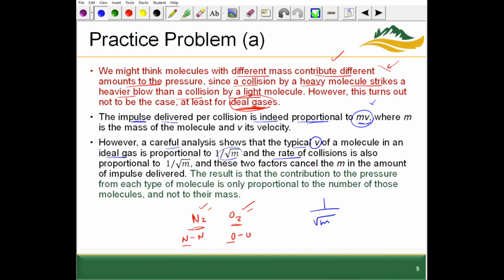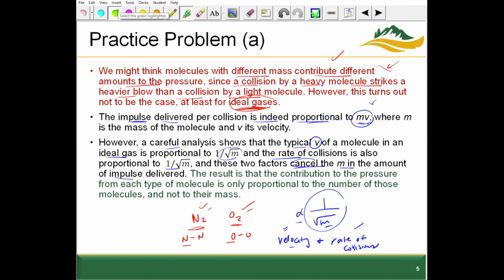The rate of collisions is also proportional. This alpha symbol means is proportional to. The rate of collisions is also proportional to 1 over the square root of the mass. So it turns out that in these two factors, the velocity and the rate of collision, so how many collisions per second, for example, the mass ends up getting canceled out.